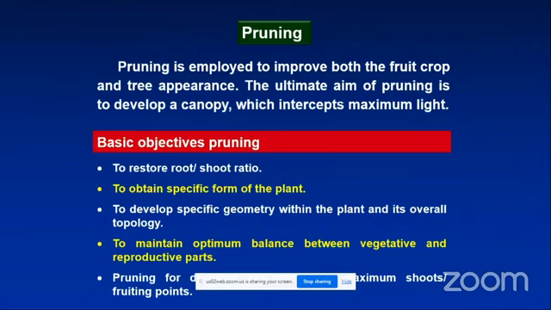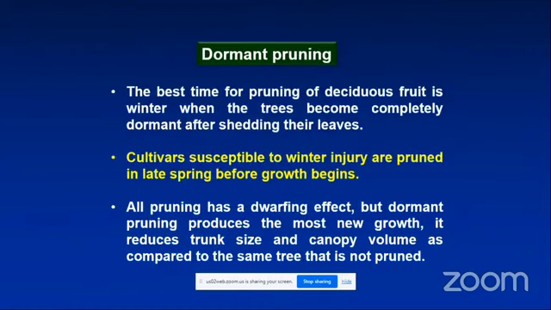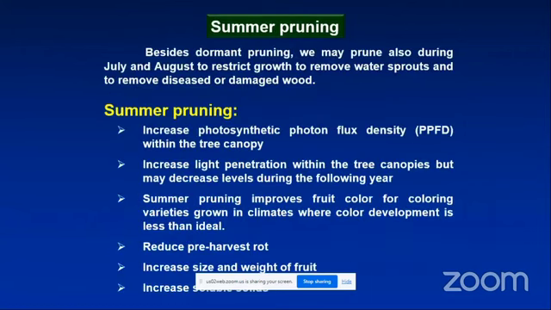ratio to obtain an optimum balance between the vegetation and the reproductive parts. Dormant pruning is very important, and usually in the case of temperate fruits, we go for it. In dormant pruning, the best time for pruning is winter, when the tree becomes completely dormant after shedding its leaves. Cultivars susceptible to winter injury are pruned in the late spring or before growth begins. All pruning has a dwarfing effect, but dormant pruning produces the most new growth.